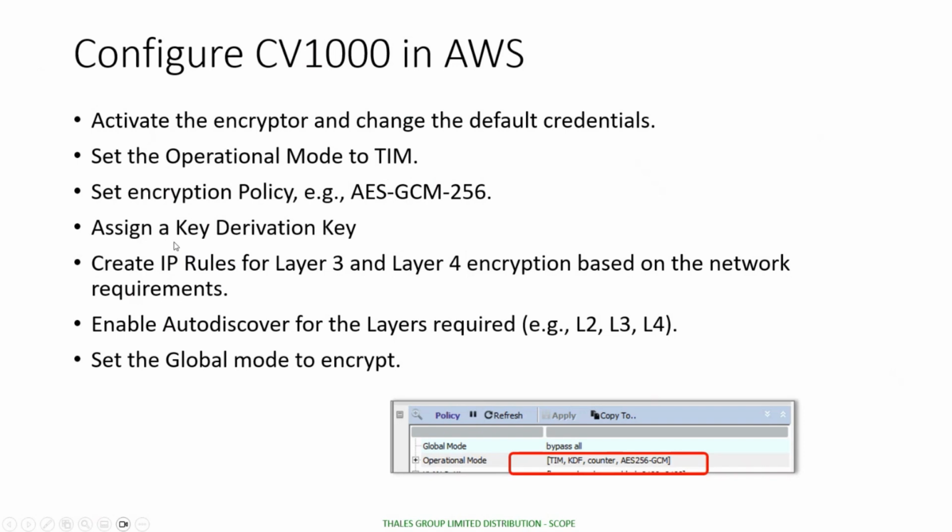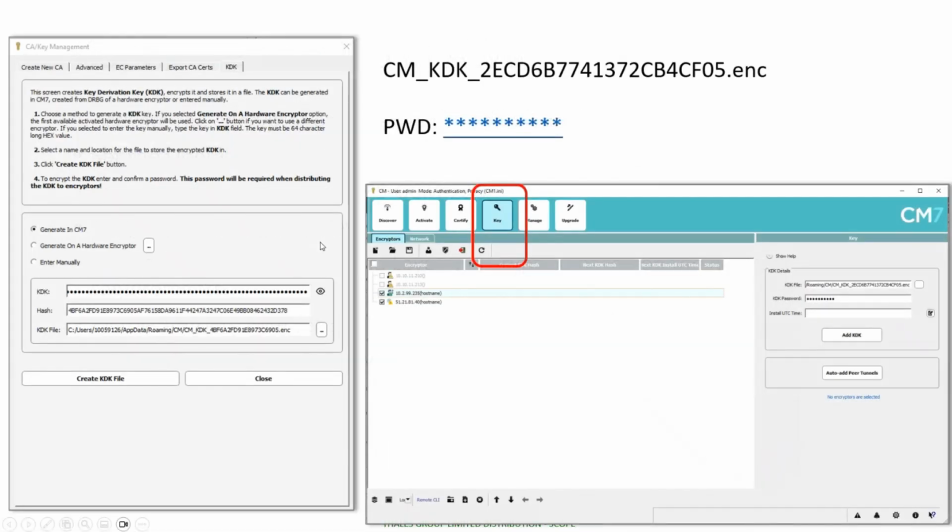So the important setting is to set the operational mode to team, and set the encryption policy. Yeah, both parties must talk to each other in the same language, and we have to assign a key. This is the most important part of this.